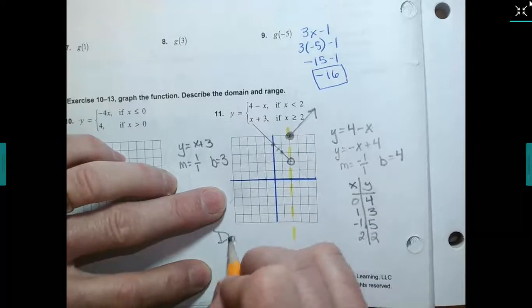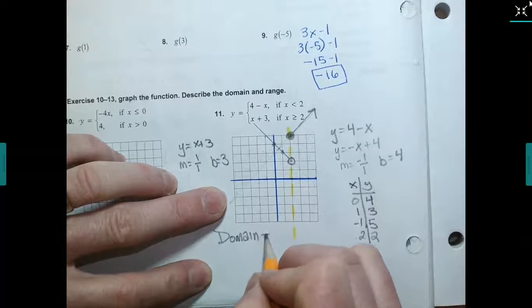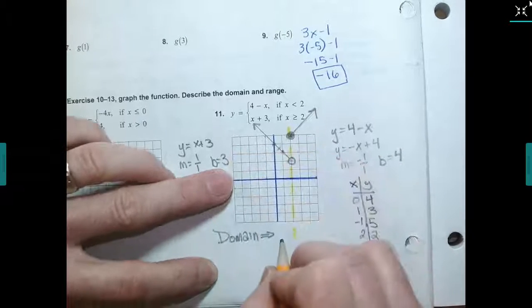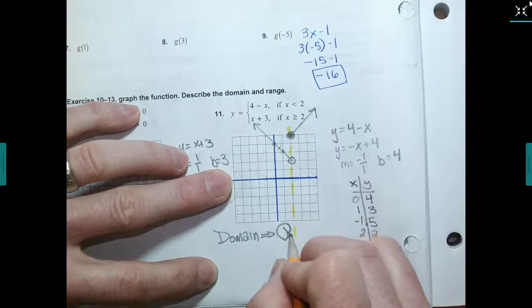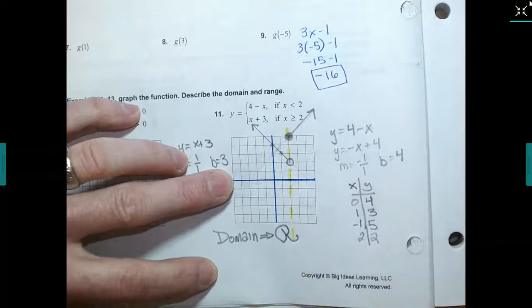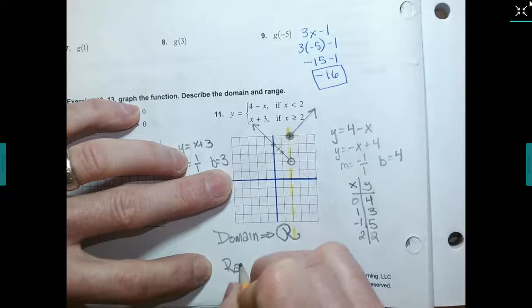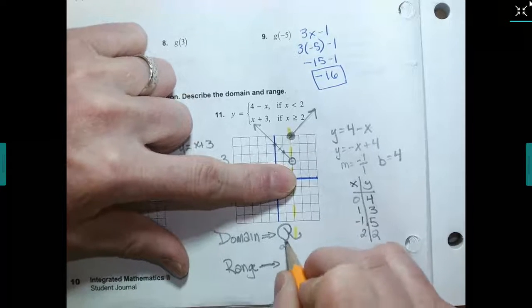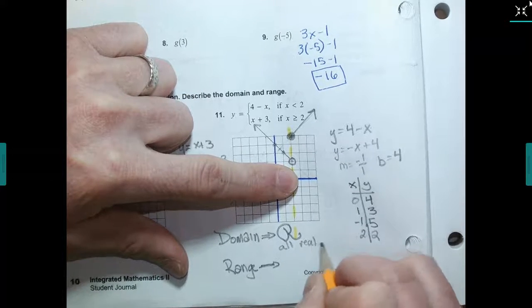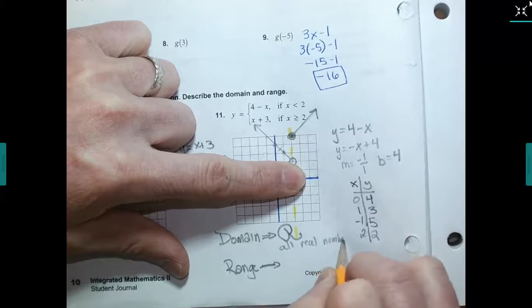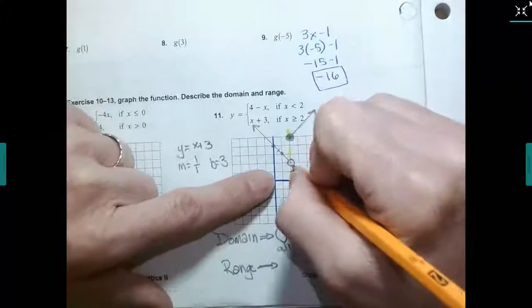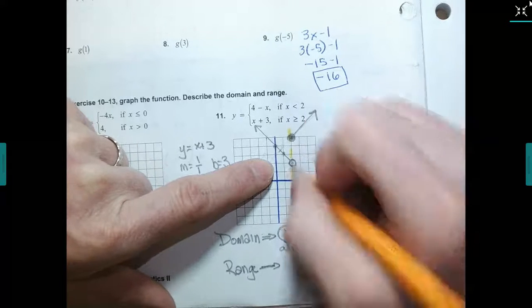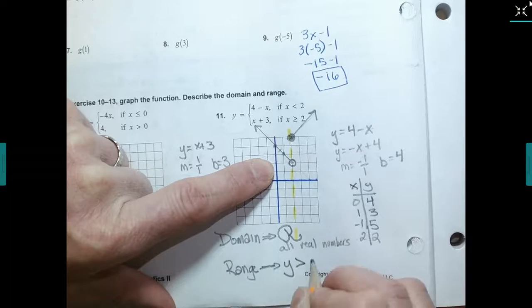So my domain is, let's see, this goes on forever this way, this goes on forever this way, so my domain is all real numbers. And my range, I'll just put all real so that you know what that is, all real numbers. My range is nothing lower than the 2, but it doesn't include the 2. So y is greater than 2.